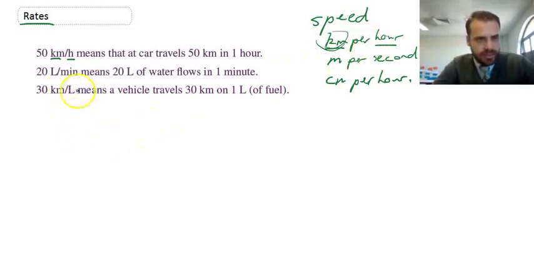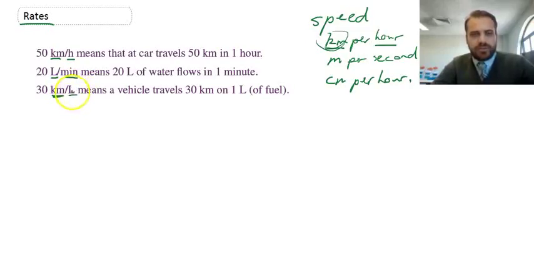Another rate here is liters per minute. Now you can see that's 1 unit per another unit, 20 litres per minute. So you might turn on a tap and the water's flowing out of that tap at 20 litres per minute. There's also this one down here. You guys won't really be familiar with this too much. 30 kilometres per litre. So that means that your car can travel 30 kilometres on 1 litre of fuel.